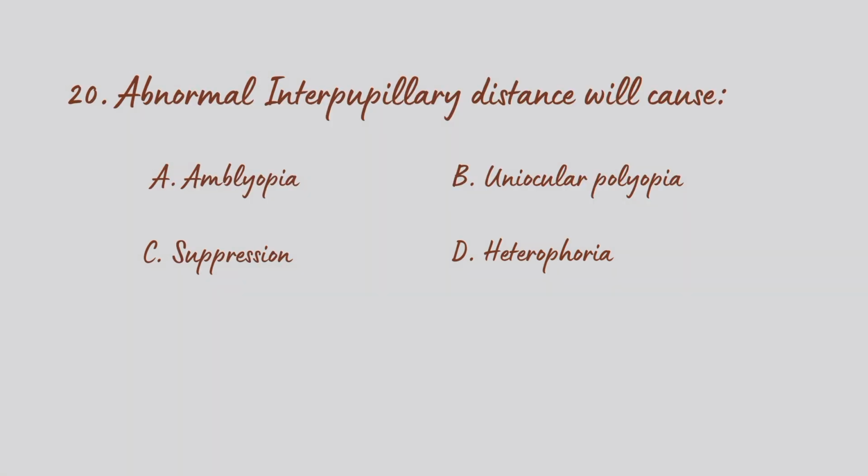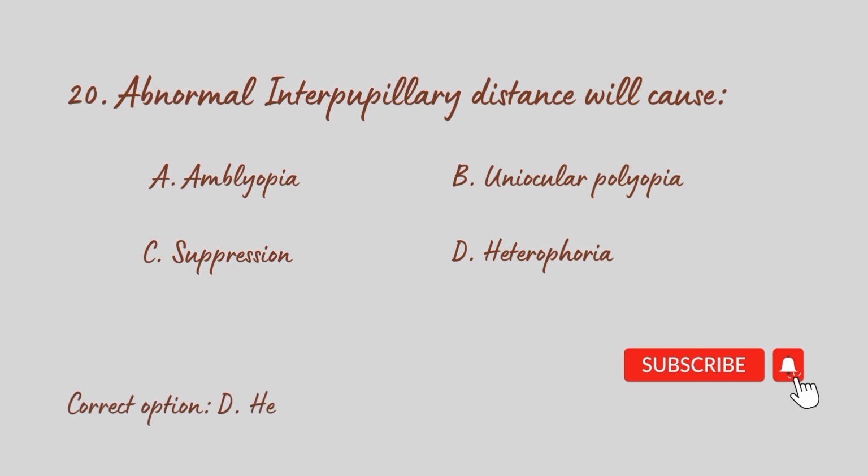Next question. Abnormal interpupillary distance will cause option A, amblyopia, option B, uniocular polyopia, option C, suppression, and option D, heterophoria. Correct answer is option D, heterophoria.